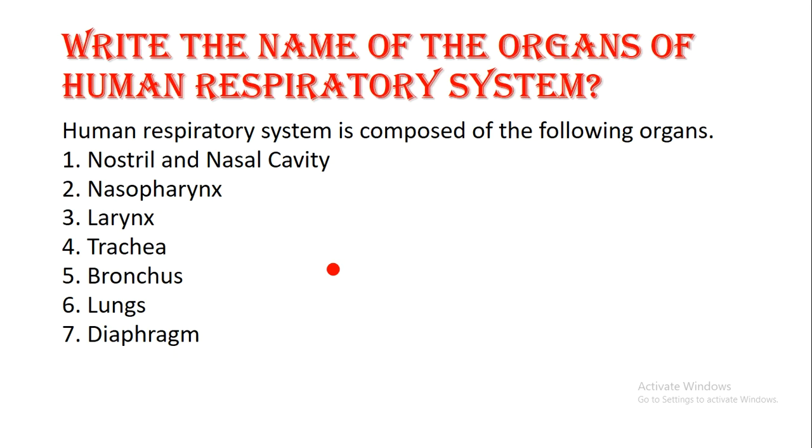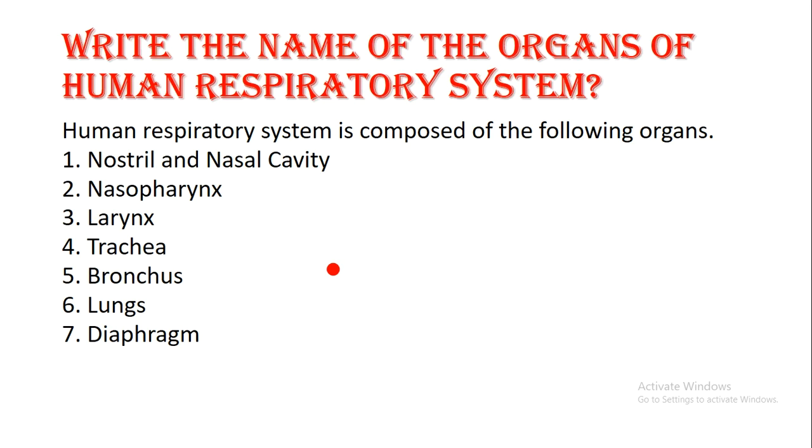nostril and nasal cavity, nasopharynx, larynx, trachea, bronchus, lungs, and diaphragm. So these 7 organs are very important for our respiratory system, my dear students.